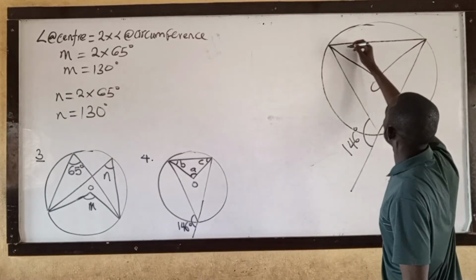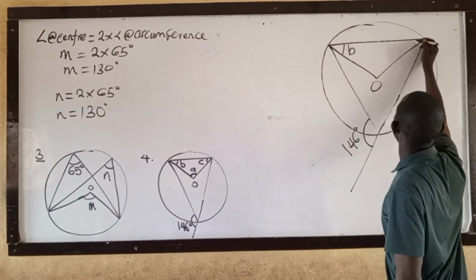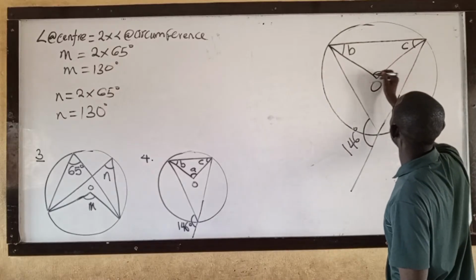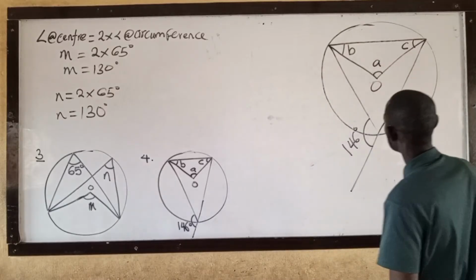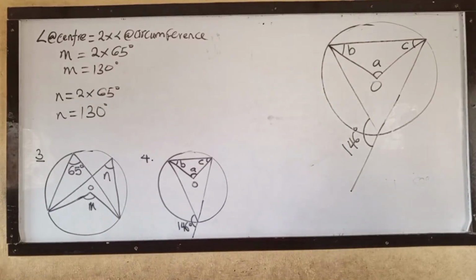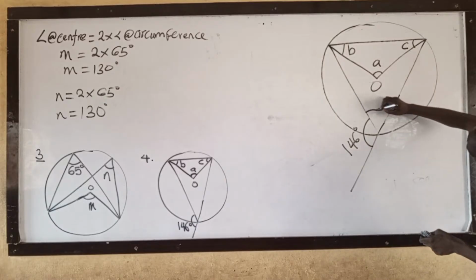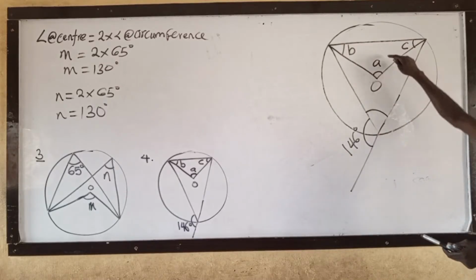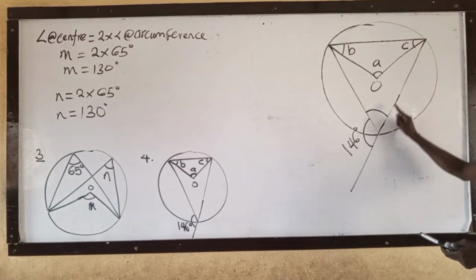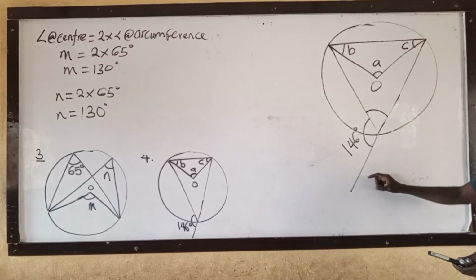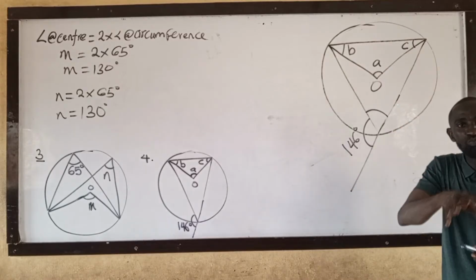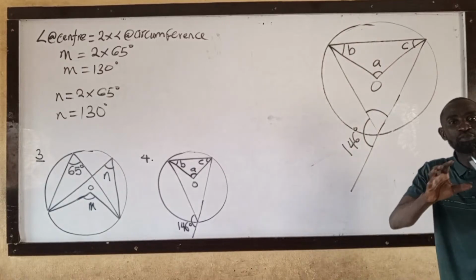Center, B, C, and A. Now, you are going to see that A is the center. This place will be the circumference. But this one was not given, but we need this place to get this one. This is 146. This is a straight line. It's not in every case that the diagram will come complete. You can always improvise. You can add what you need to make the diagram complete.